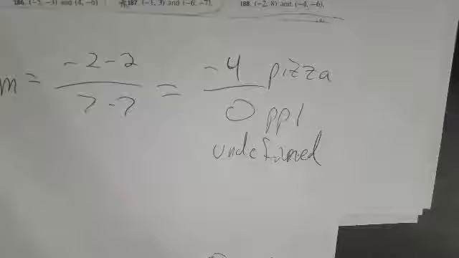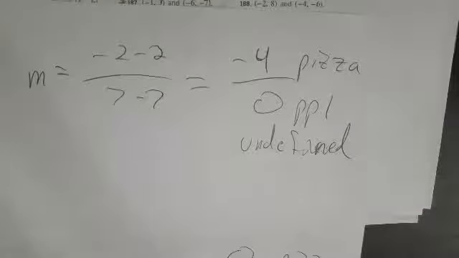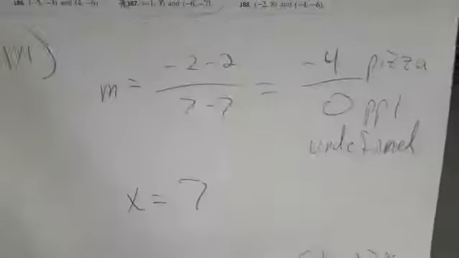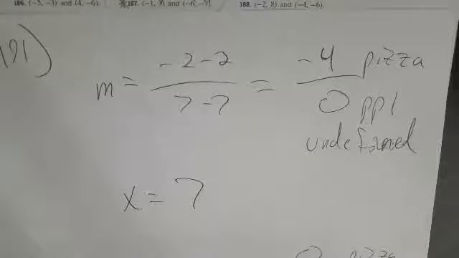Mr. Sievers, real quick. I know you did the whole slope intercept or the slope formula. If we just look at the x values and just write x equals 7, m equals undefined, will you take points off because there's really no work, or do we have to write out the formula and show that there is no slope?